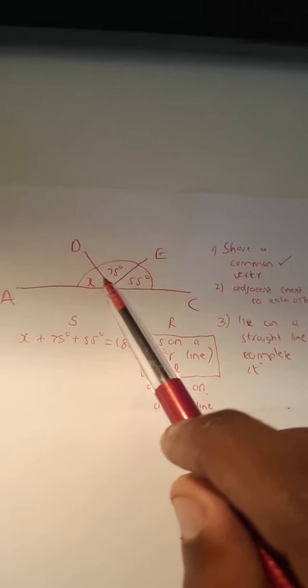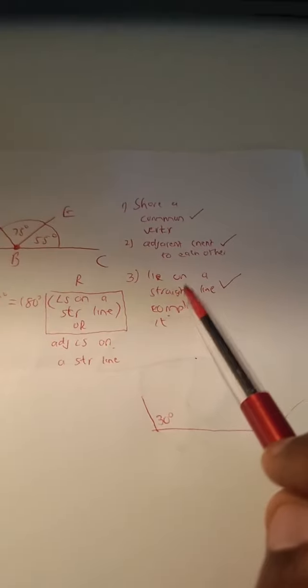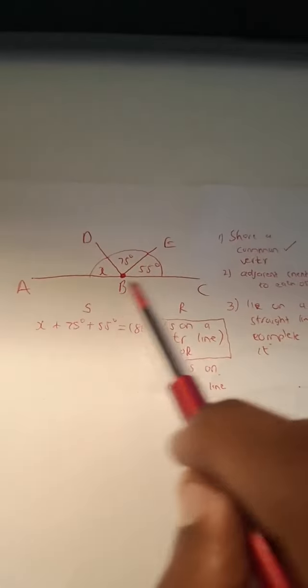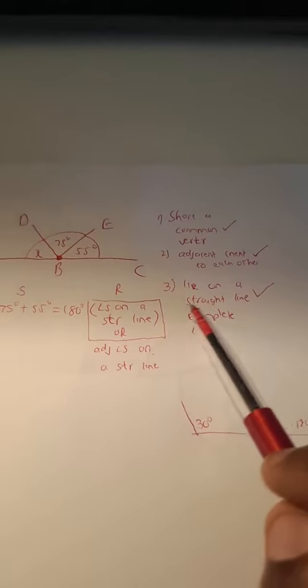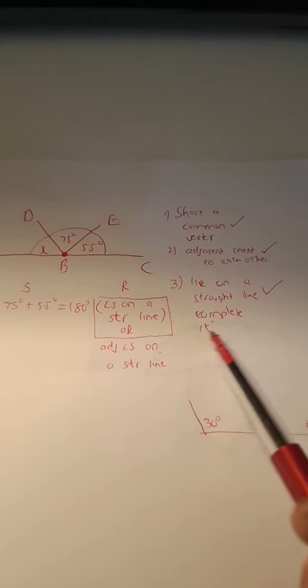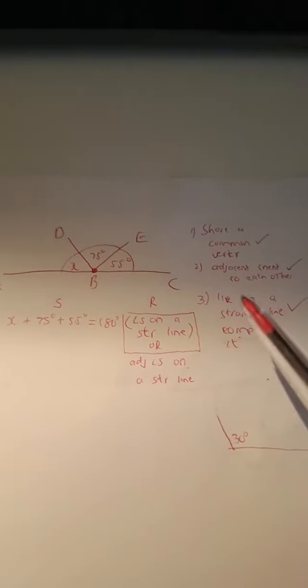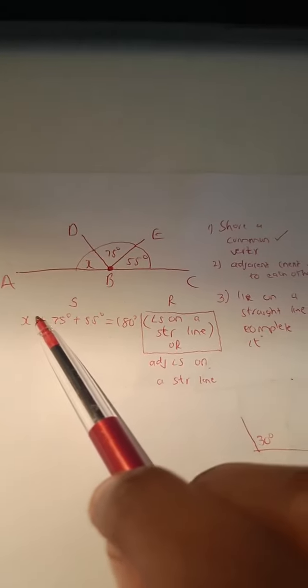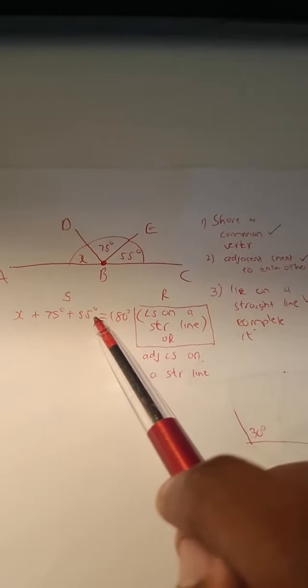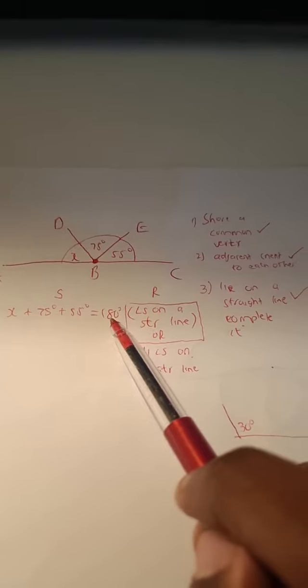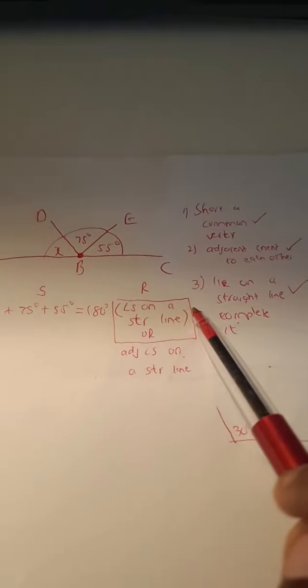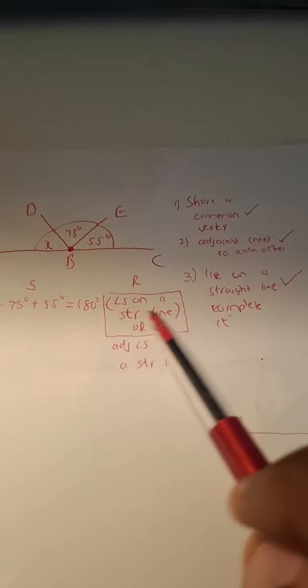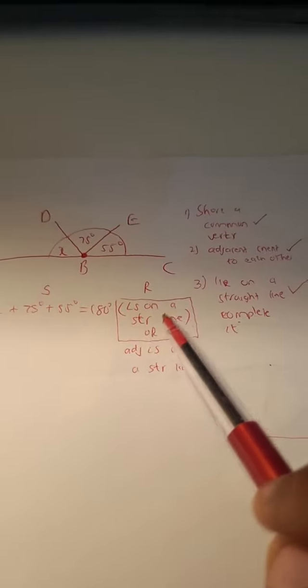55, 75, and X are all next to each other. And lastly, they need to lie on a straight line, and they need to complete that particular straight line. If they do, then we can qualify them as X plus 55 plus 75 is equal to 180 degrees. And then our reason, angles on a straight line. This is the acceptable reason that is in the document, angles on a straight line.